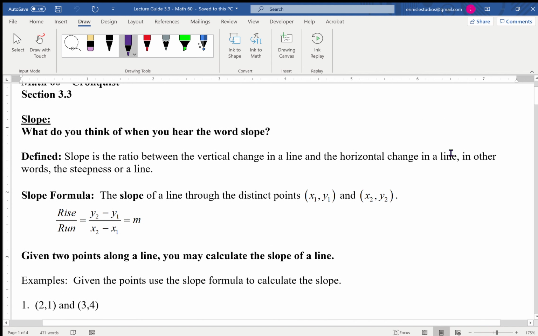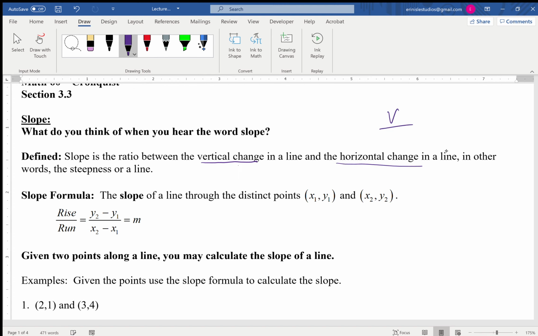Slope. What do you think of when you hear the word slope? I think of like a hill or a road. And it's how fast it goes up or down, how steep it is, how shallow the slope is. So slope is the ratio between the vertical change. Remember ratio, you always state the top, the numerator first. So this is vertical to horizontal. So we have the vertical change, delta V and delta H.